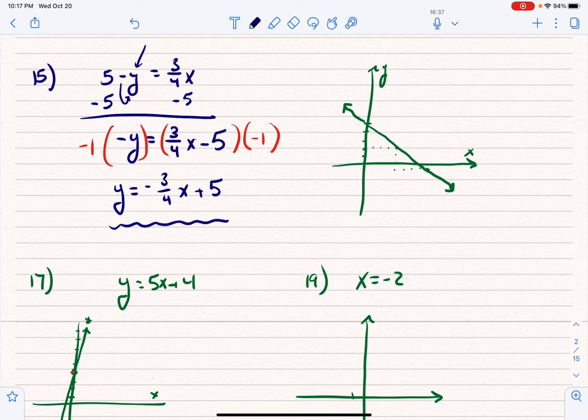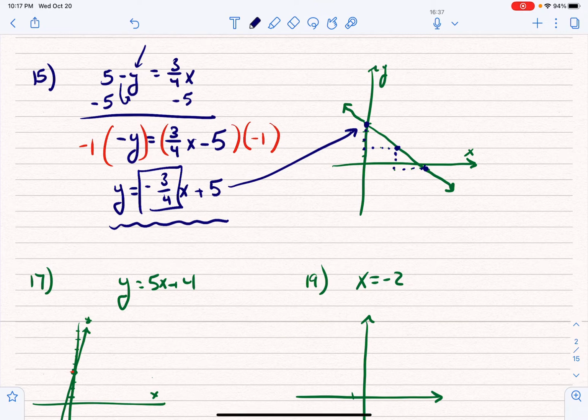So again, this is my graph. There's my y-intercept of 5. My slope of negative 3/4 means I go down 3, over 4. Down 3, over 4. Okay, and so there is my graph. Hopefully that works for you.